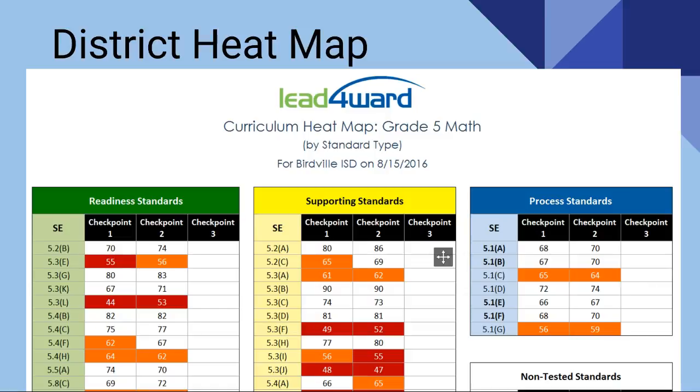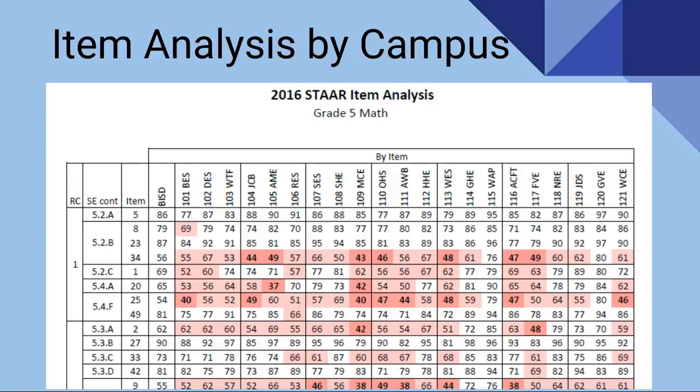As you look at these items, look at the gains that we've made, such as 5.3L. We scored 44% mastery last year, or the year before last, and then this last test we scored 53% mastery. So we have made gains in some areas. Then also you'll see at the very bottom here, you'll see a couple of texts that will never be tested. If you see an NT in italicized red bold in any of these columns, that means it wasn't tested in that year. You'll also have an item analysis by campus.